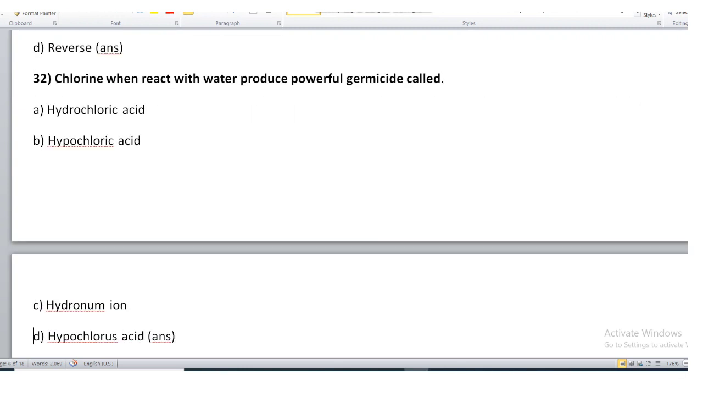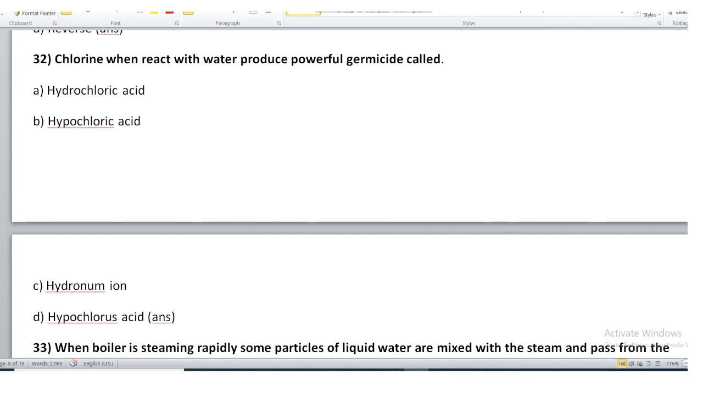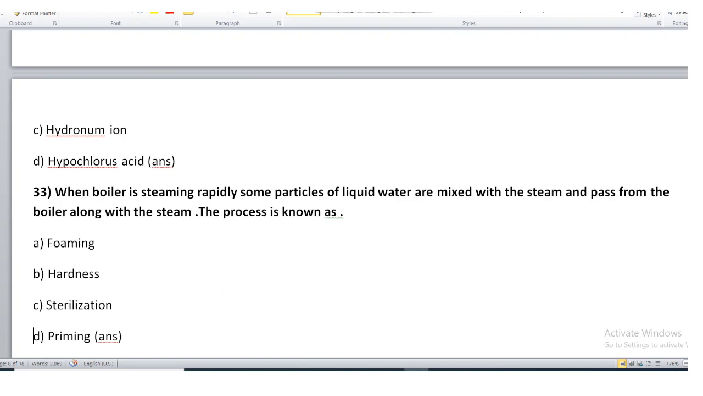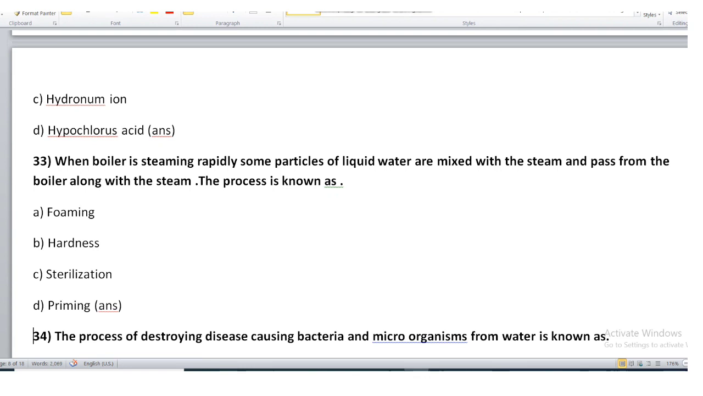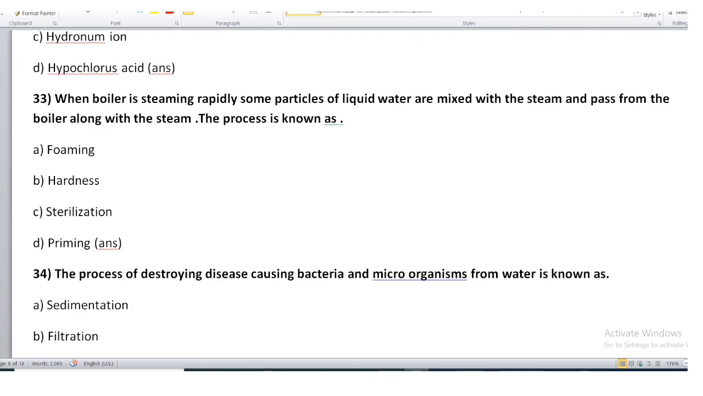Question number 32: chlorine, when reacted with water, produces a powerful germicide called hypochlorous acid, and this hypochlorous acid gives HCl and nascent oxygen, and that nascent oxygen is a powerful germicide. When a boiler is steaming rapidly, some particles of liquid water are mixed with the steam and pass from the boiler along with the steam. This process is known as priming, and when there is formation of foam, it is known as foaming.